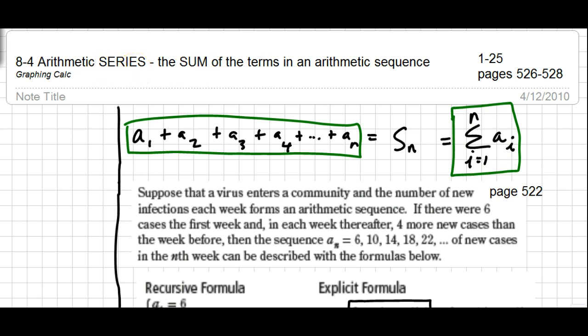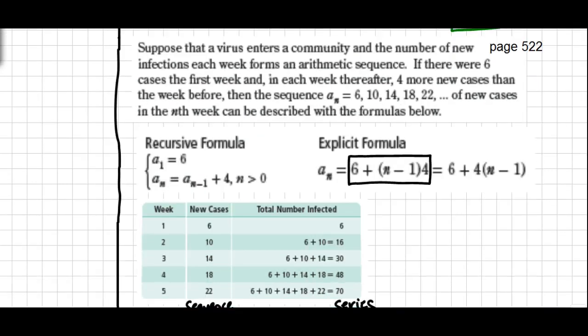To put it in more practical or real life terms, I want to look at the example that's listed here from page 522 in your book. Suppose that a virus enters a community and the number of new infections each week forms an arithmetic sequence. So notice how the numbers are listed with a comma separating each term. If there were 6 cases the first week and in each week thereafter 4 more new cases than the week before, the sequence would be 6, 10, 14, 18, 22, and so on. And that would be the number of new cases in the nth week as described by the formulas below.